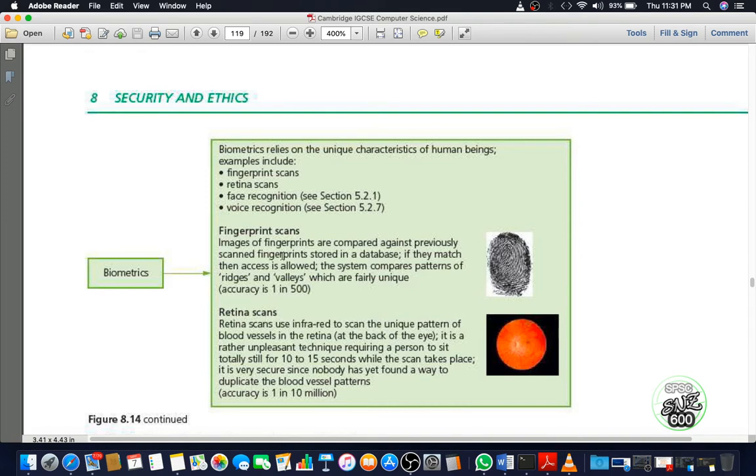Fingerprint scan. Images of fingerprints are compared against previously scanned fingerprints stored in a database. If they match, the access is allowed. The system compares the pattern of ridges and valleys, which are fairly unique. So every person has unique ridges and valleys in their finger. These are the marks of our finger.